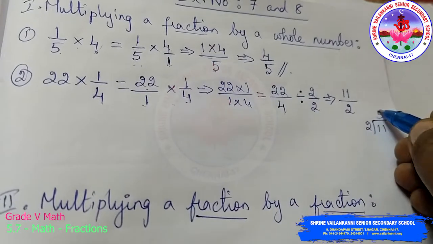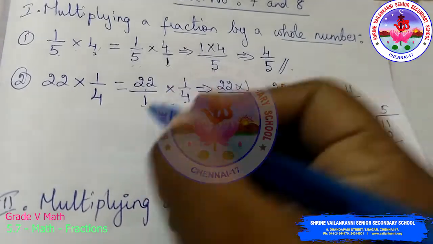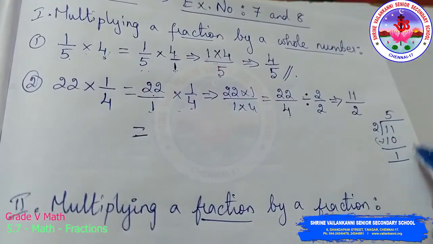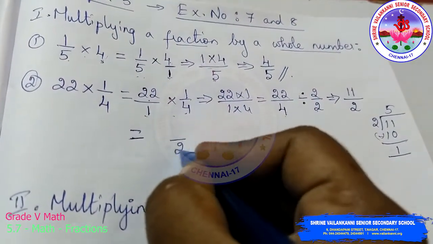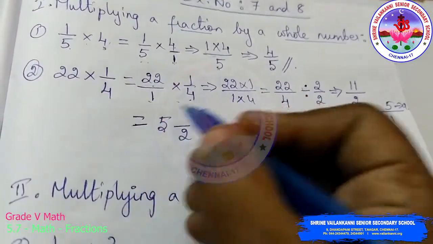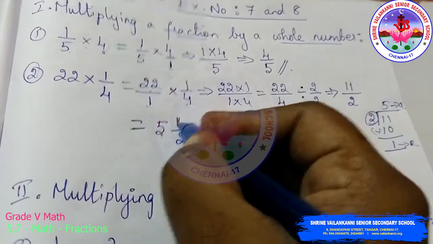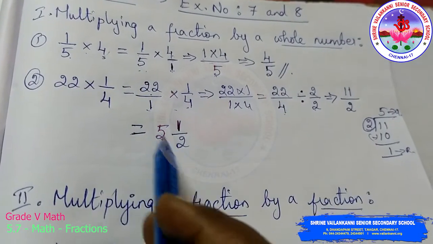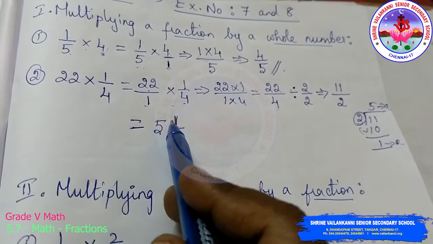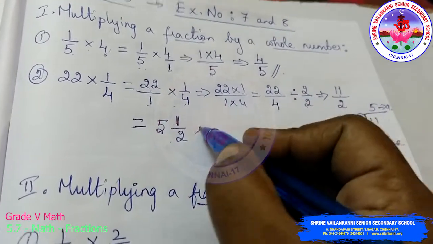To convert this improper fraction into a mixed number, you can divide and see. 2 fives are 10. Subtract, and you get 1 as the remainder. After dividing, the divisor will be your denominator, the quotient will be your whole number, and the remainder will be your numerator. If you check, you will get 11 by 2 again: 2 into 5 is 10, 10 plus 1 is 11. You get the numerator, and the denominator will remain the same.